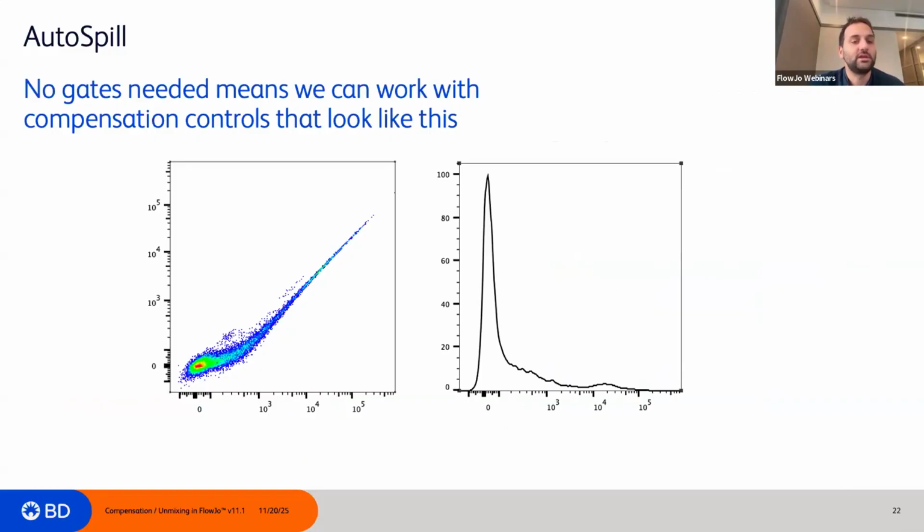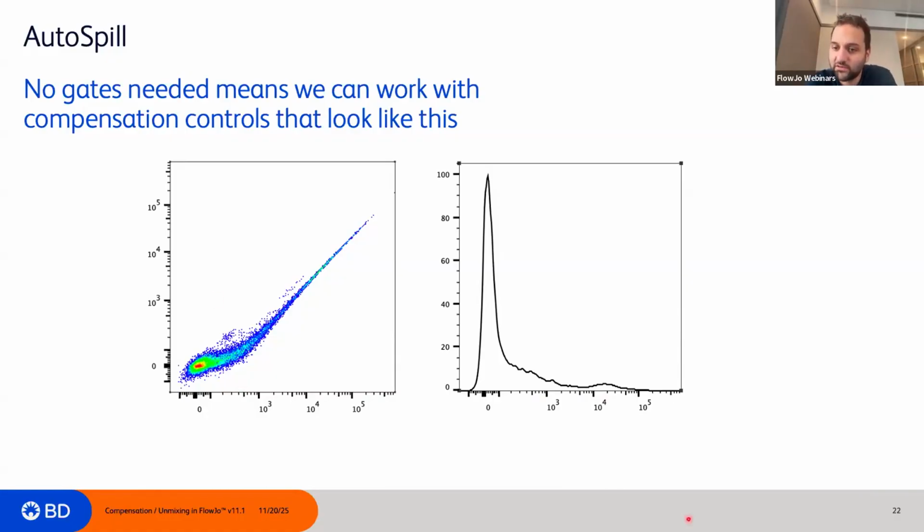No gates means that even if you have some faint single stain controls like this one, where we do not have a clear distinction between positive and negative, AutoSpill can use those controls. So there is no problem there. You can use even controls that have very few cells or very few positive events, much easier than you would do in traditional compensation.